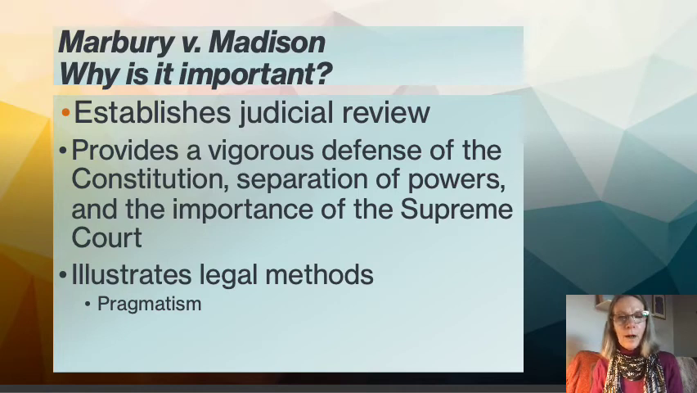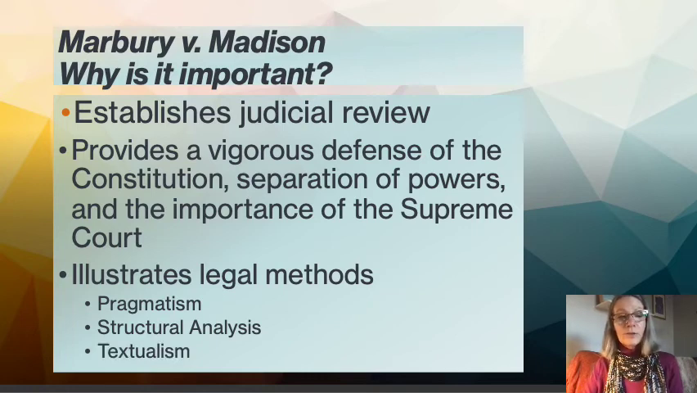And so it's pragmatic. On the one hand, he says, I'm not going to tell Jefferson to do something he's not going to do because it's going to show how weak the court is. But it's pragmatic too because he says, in doing so, I'm going to create this thing called judicial review that actually gives this great benefit to the court. It's the legal method of structural analysis because it takes into consideration the separation of powers and the importance of the Constitution. And also, as you're reading the opinion, you'll see that there's a lot of textualism. John Marshall goes in and he's reading the Constitution and he's really deriving its meaning, not from what the framers intended, although there's some of that, but from just the actual text of the Constitution as well.